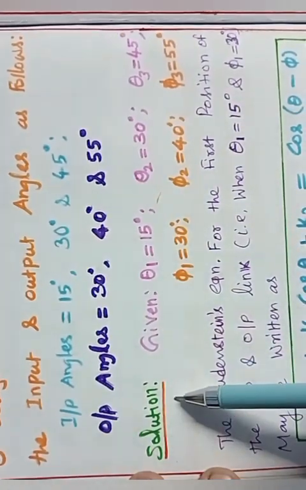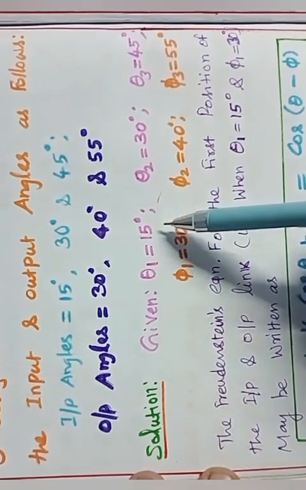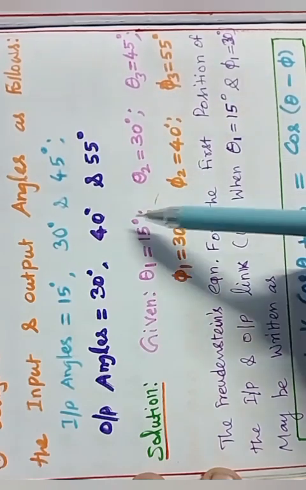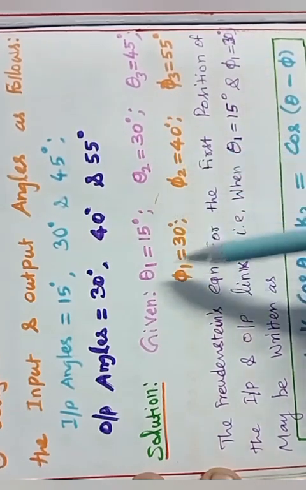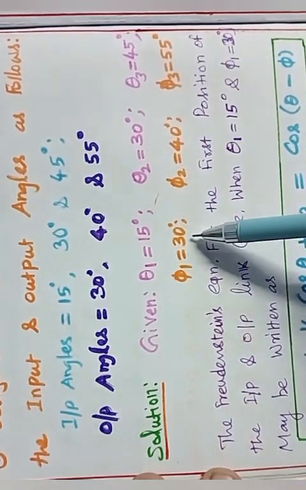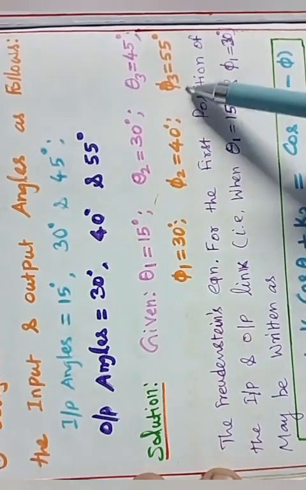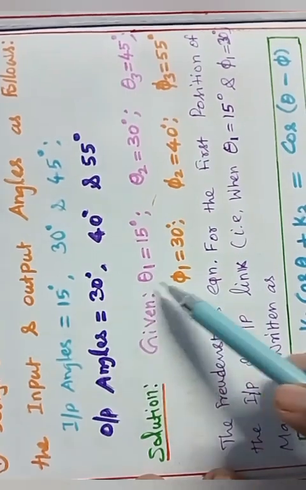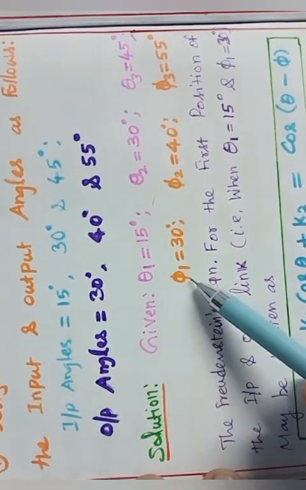Now the solution. First of all, write down the given data. The input angles theta 1, theta 2 and theta 3 are 15, 30 and 45 degree. The corresponding output angles are phi 1 30 degree, phi 2 40 degree and phi 3 55 degree. Note the notation: theta for input angle and phi for output angle.